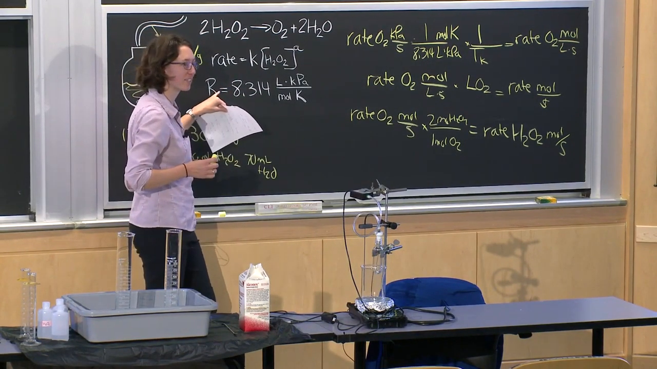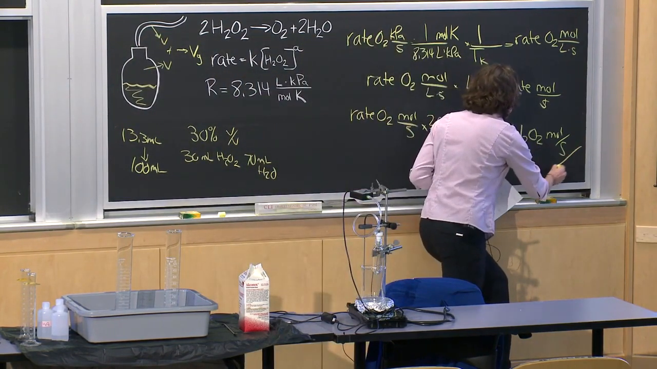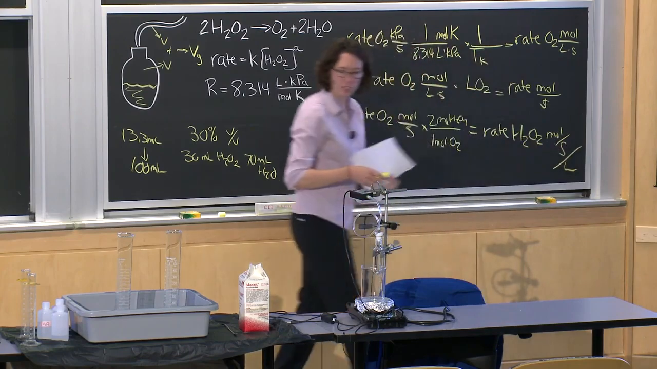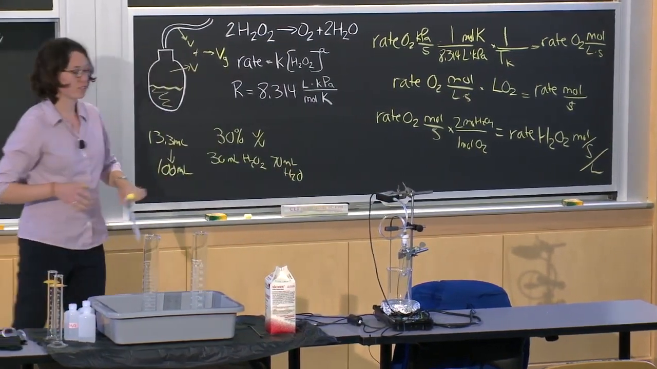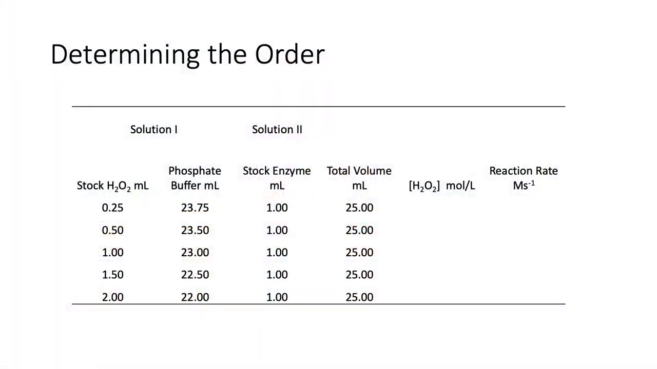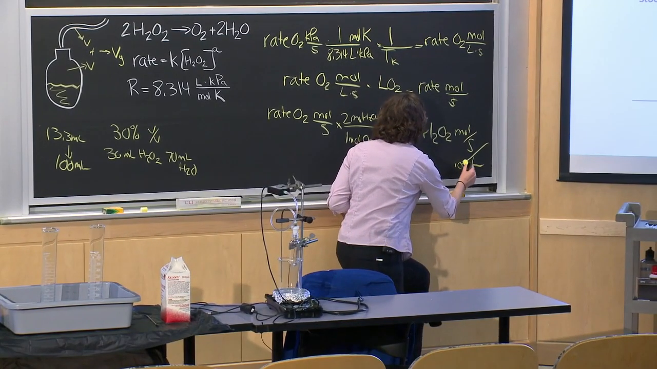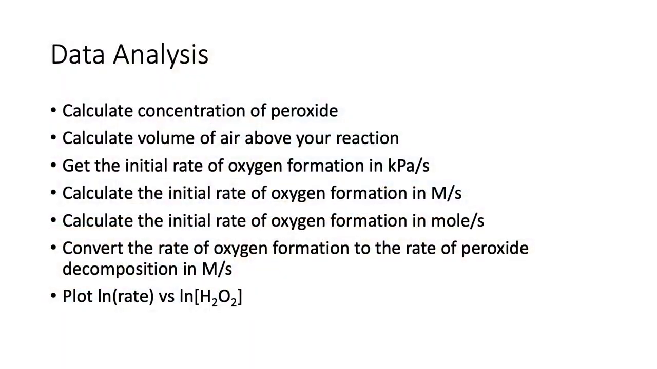Moles per liter per second. So we have it in moles per second. We're so close, then we just need to divide by the liters of our reaction, which, if you go back a couple of slides, is 25 milliliters. So all of our reaction volumes are 25 milliliters. So if you convert that to liters, divide by 0.025 liters. And then we will have our rate in moles per liter per second, which is what we want.